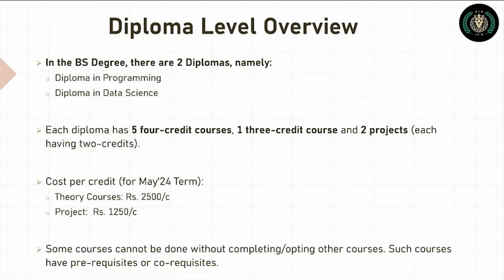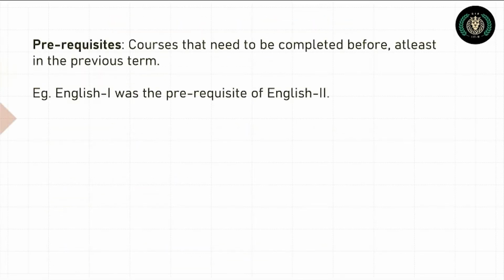Some courses cannot be done without completing or opting for other courses. Such courses can be said to have prerequisites or core requisites, which we'll see more about in the next slide. The prerequisites are courses that you need to complete in the previous term. An example is English 1 and English 2, where English 1 was the prerequisite of English 2. You could not start with English 2 without completing English 1.